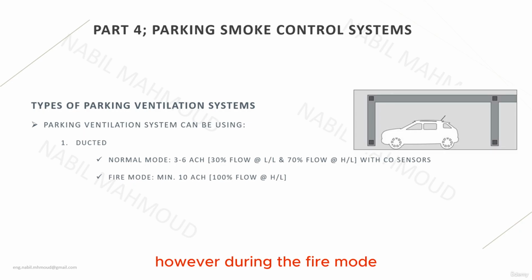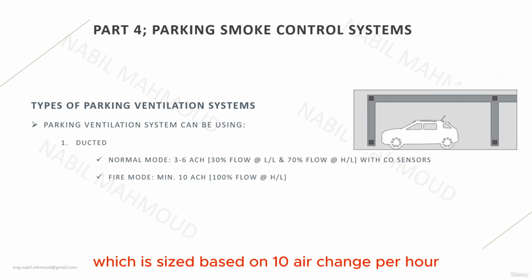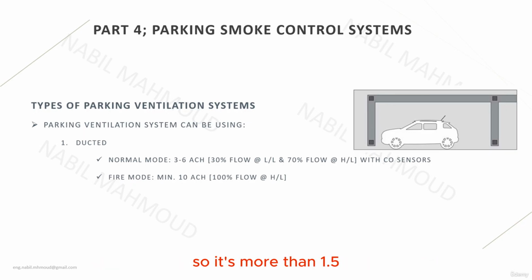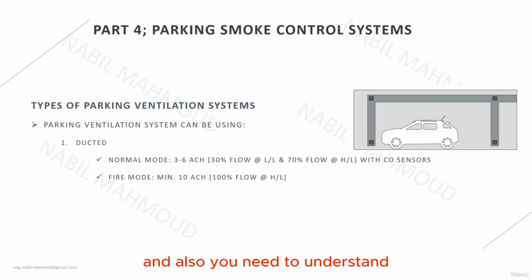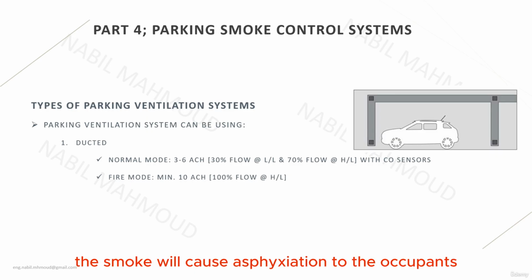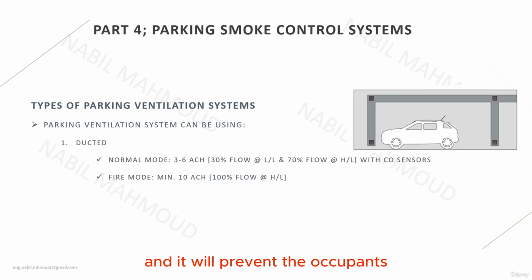However, during the fire mode, the fans are activated at high speed, which is sized based on 10 air changes per hour. So it's more than 1.5 times the capacity of the fan during the normal mode. And you also need to understand that you need to maintain the smoke at the highest level possible. You need to prevent the smoke from descending to low level. Otherwise, the smoke will cause asphyxiation to the occupants, and it will prevent the occupants from evacuating safely.